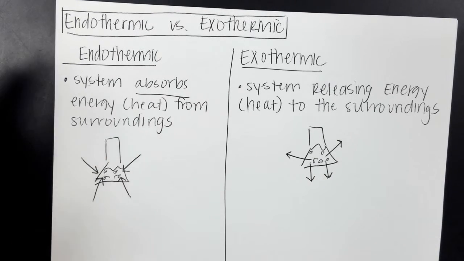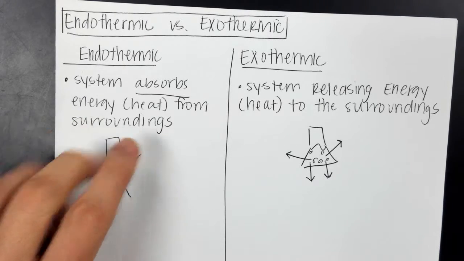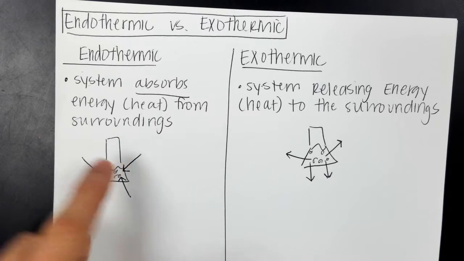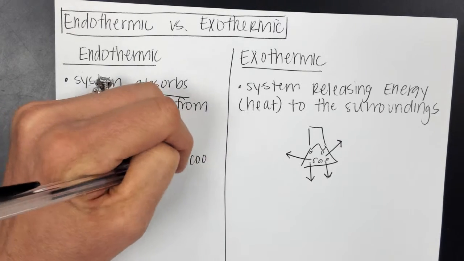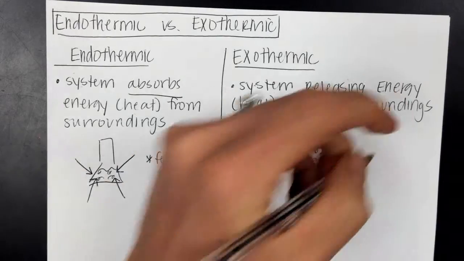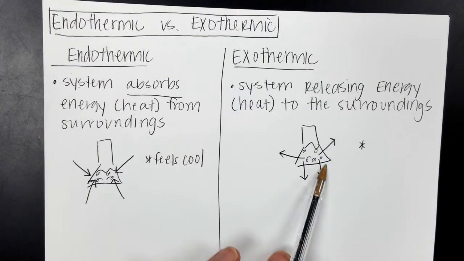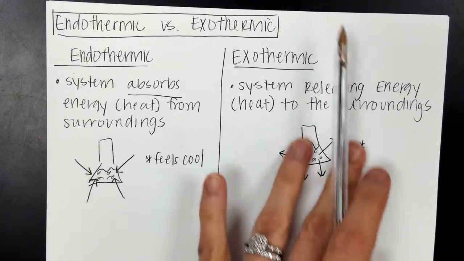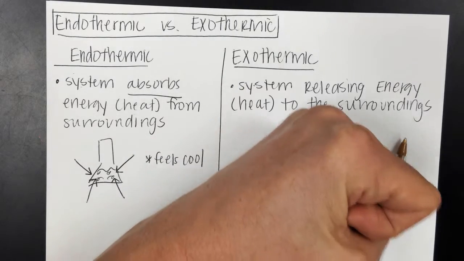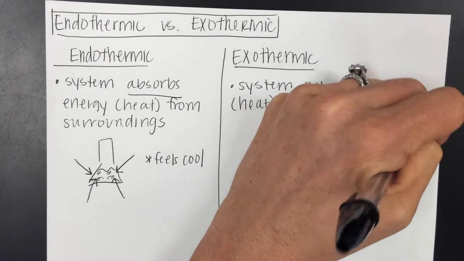So if you have energy being removed from the surroundings, which you can feel, into the system, then this is going to feel cool. Okay? Vice versa, if you have energy or heat being released to the surroundings, which again, you can feel the surroundings. You can't reach in there and feel the system, but you can feel the surroundings. These will feel warm.